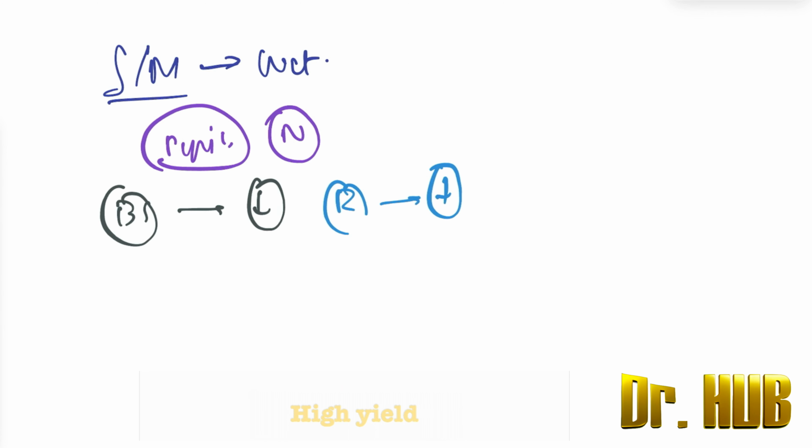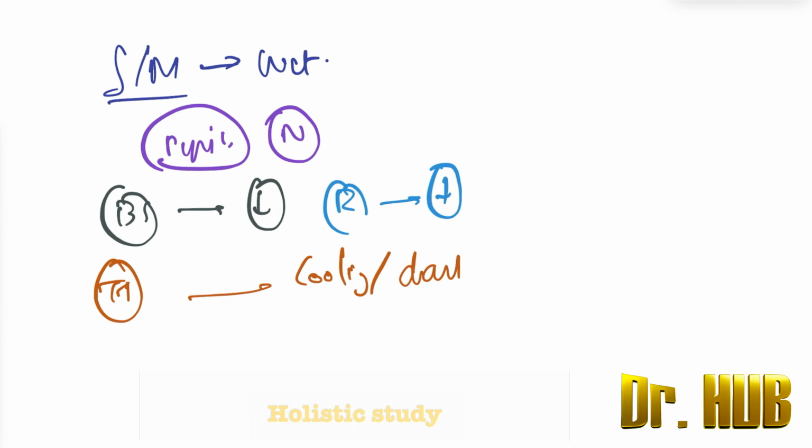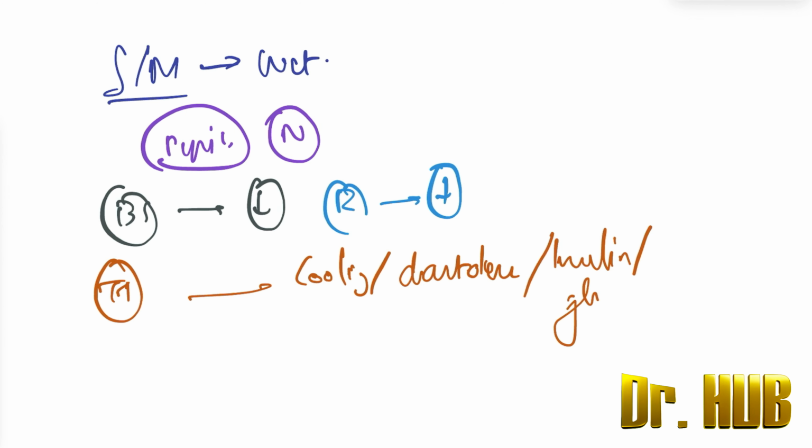How do you treat malignant hyperthermia? The treatment is cooling, then dantrolene, insulin and glucose.